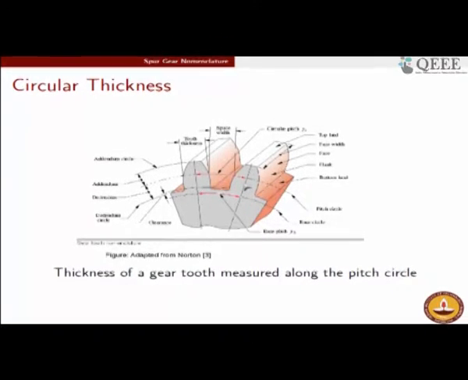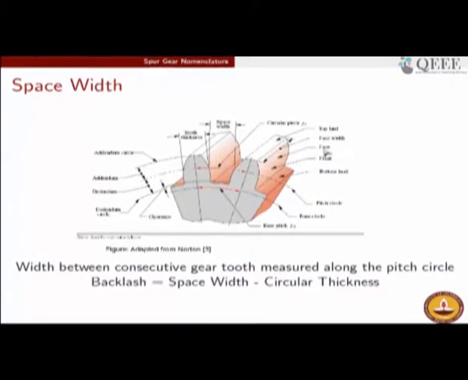So, the thickness of the gear tooth measured along the pitch circle is the circular thickness. In this illustration, the label tooth thickness, which is the thickness along the pitch circle, is equivalently the circular thickness. I have taken this picture from Norton's book. Norton refers to this as tooth thickness, and it is equivalently called circular thickness. Okay. Next is space width.